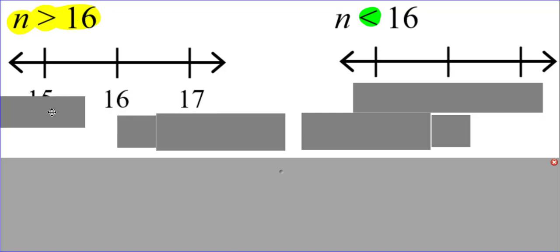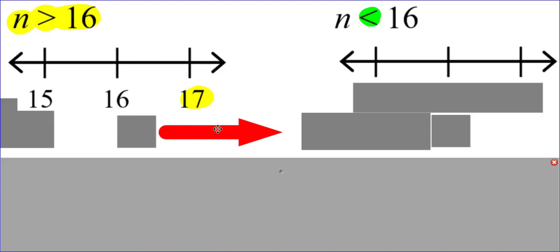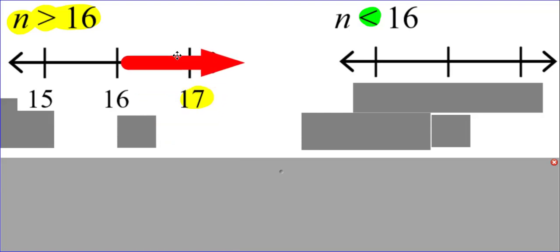All right, so the first thing we do is we label the hash marks of our number line. We traditionally put the 16 in the middle. Since n is greater than 16, what could n be? It could be things like 17 or 18 or 19. Well, all of those numbers that are greater than 16 are to the right of the 16. So that's why shading to the right makes sense anytime your variable is greater than the number.